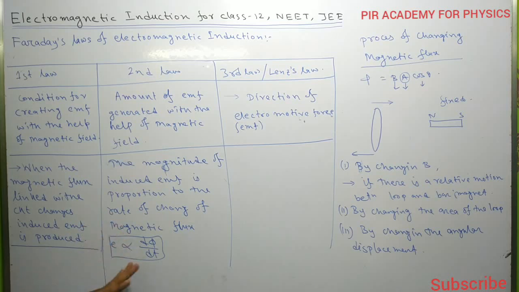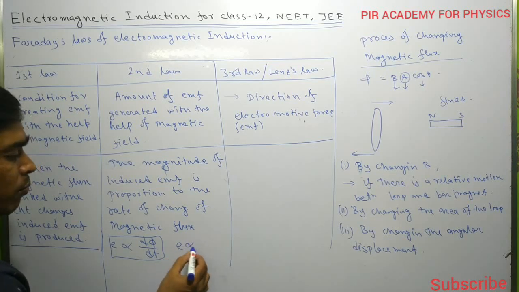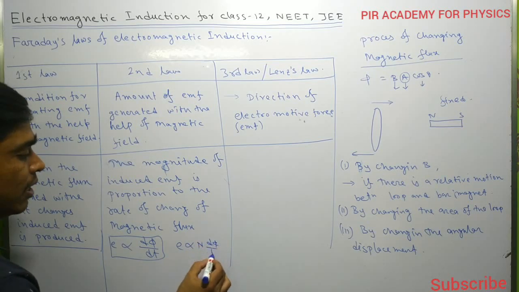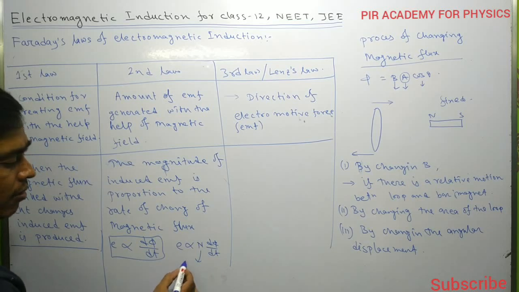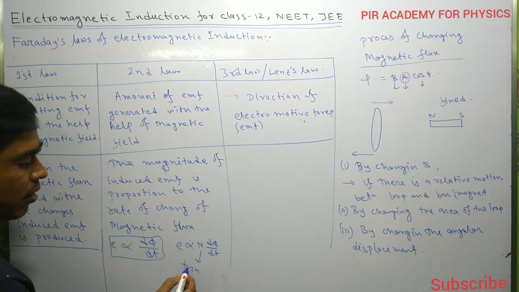That means the second law states what the induced EMF will be. Induced EMF is directly proportional to the rate of change of magnetic flux. Then if there are n number of turns, then E is proportional to n d phi by dt, where n is the number of turns.